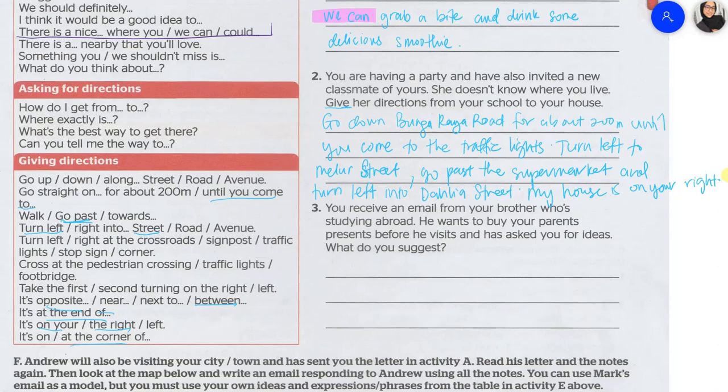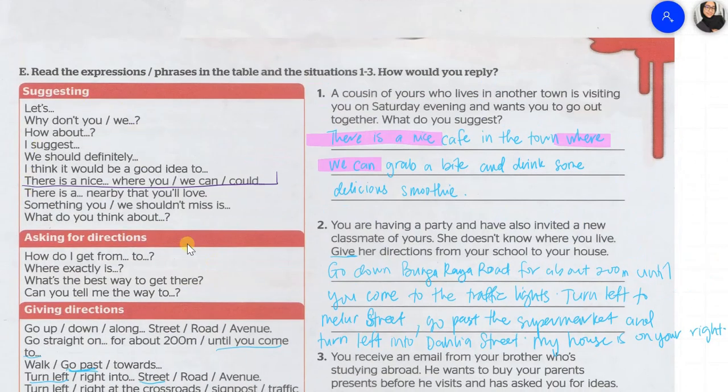Okay, now let's do the third one. You receive an email from your brother who's studying abroad. He wants to buy your parents presents before he visits, and he asks you for ideas. What do you suggest? So basically we need to give suggestions. So these are the phrases and expressions that we need to use.